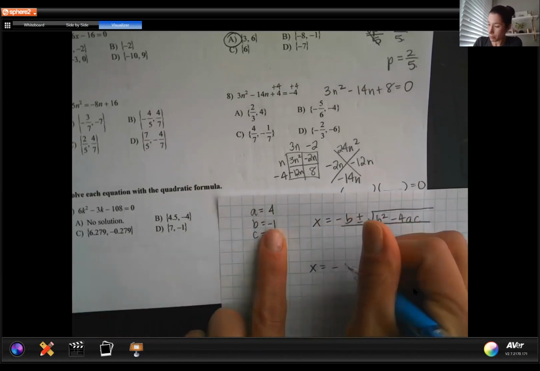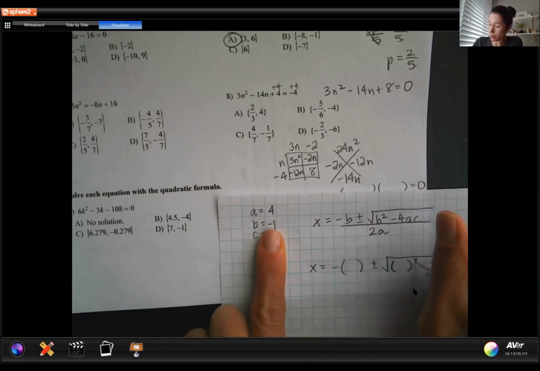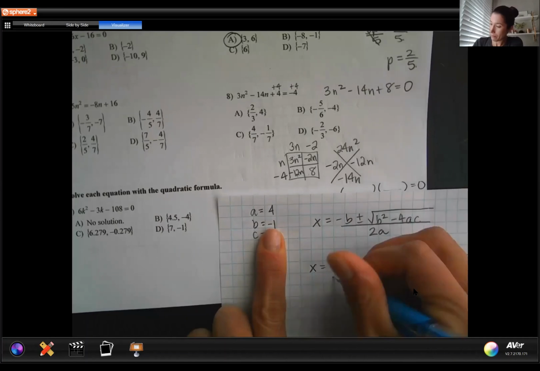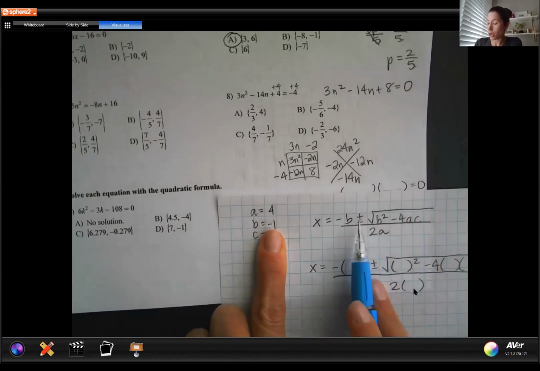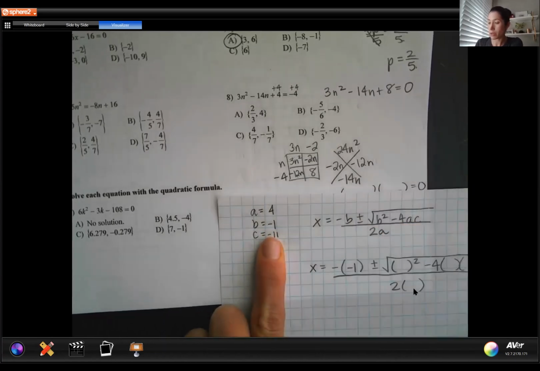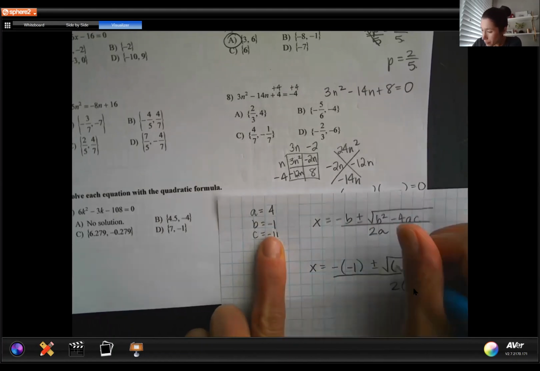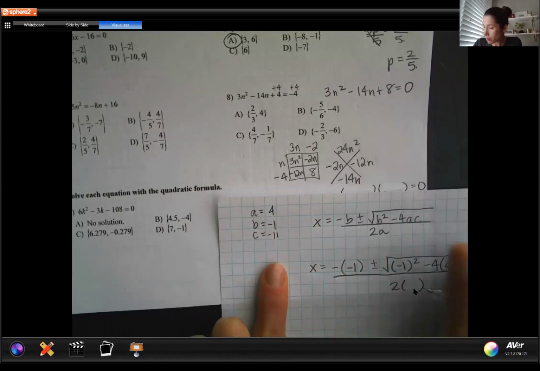So negative, we put the b here. So I'm just going to write this out. All over 2a. So anytime I see like a variable, I'm going to put parentheses, and then inside that parentheses, I'll put whatever that is represented with. So b is negative 1, a is 4, and c is negative 11.